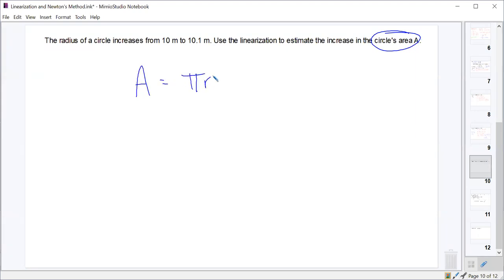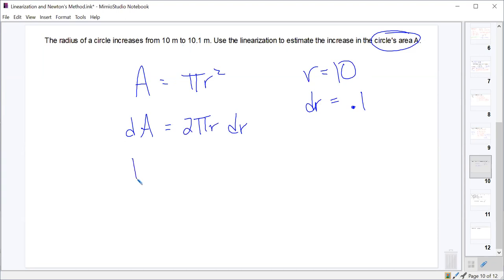Area ought to be pi r squared, right? And so we are interested in how much the circle's area changes, which would be a dA, a change in the area. So we'll take the derivative of pi r squared, which would be 2 pi r times the change in the radius. And so what value should we put in for r? 10. And what value should we put in for dr? 0.1. The amount that the radius changes.